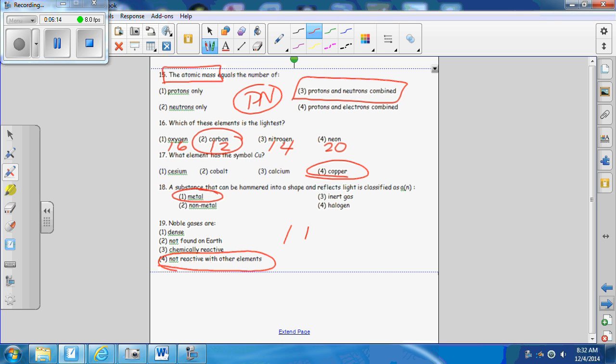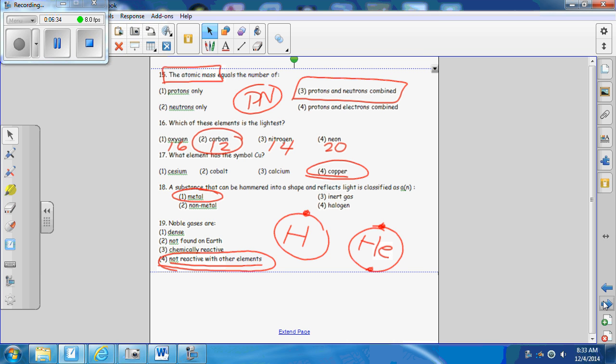Hydrogen has 1 electron. It's not a noble gas. It is a gas, but it's not noble. Helium has 2 electrons. That's all that can fit. It's happy. Hydrogen's not. This one's highly reactive. This one is not reactive at all. All of your noble gases have all of their shells or partial shells full. All right, moving on.